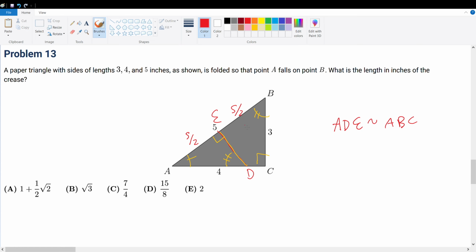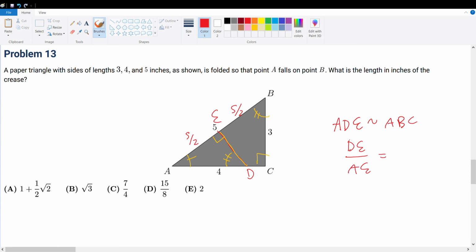And what else do we know? We also know that 3, 4, 5 is the length, so we can solve for the crease, right? Because that's an unknown side. So we have to solve for the crease, so we have to have DE within the fraction. Now, what is another side length that we know? We know AE. So let's relate that with AE.